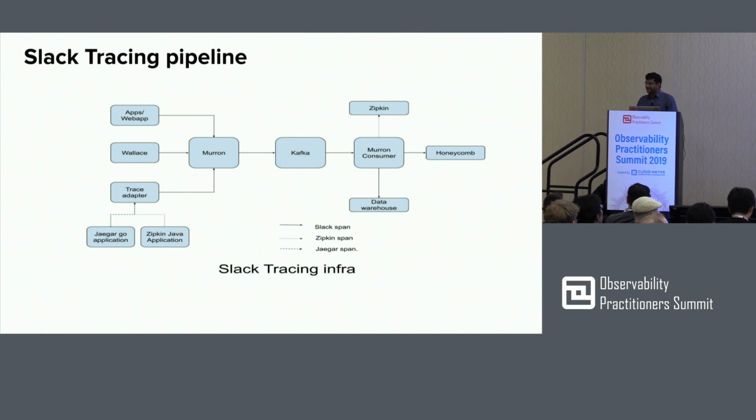And then we also have trace adapters. Because we invented a new span format, we don't want to invent new instrumentation in the applications. We just want to use the open source instrumentation that is already applicable, and we already have frameworks and applications that have instrumented them. So we wrote adapters for Jaeger spans and Zipkin spans. Applications can just point their endpoints to these, and then we can get this data. Muron takes these spans and writes them to Kafka, and then we have several Muron consumers that send the data to Honeycomb, our internal data warehouse, which is a Presto cluster, and we have an internal fork of Zipkin to handle this data, and we send it to that too.